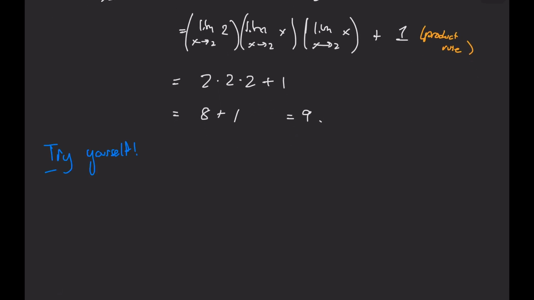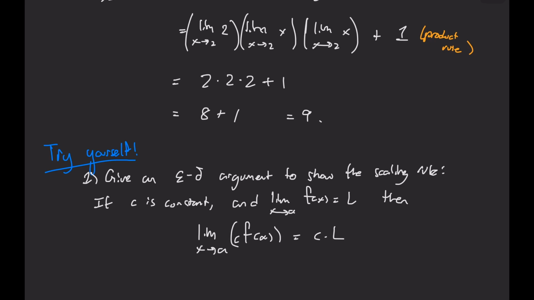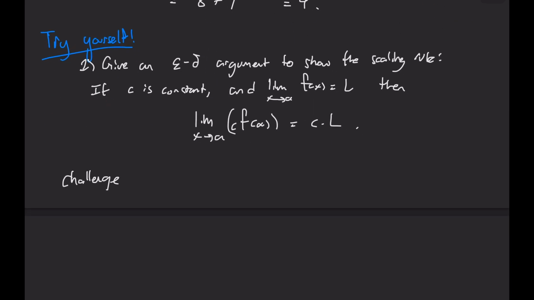Okay, so I'll end it here, but try for yourself a couple arguments. So give an epsilon delta argument to show that the scaling rule also applies. What do I mean by that? If c is a constant and the limit as x goes to a of f of x equals L, then the limit of the scaled f should be the scaled limit. So the limit of cf equals cL.